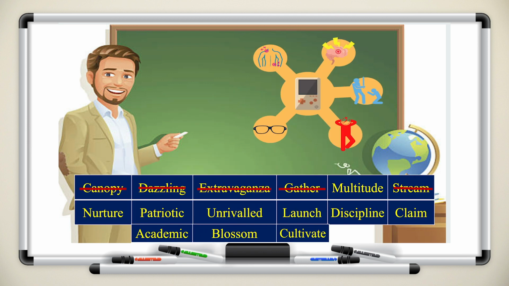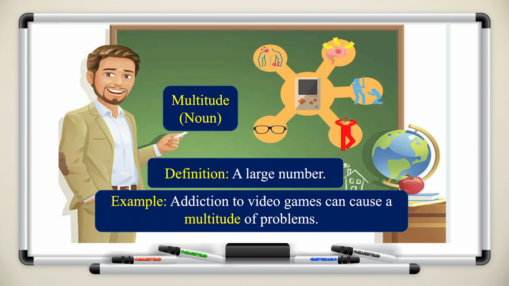Look at this picture and you'll notice that there is a console. And this console will lead to different problems or a lot of problems. So, can you guess which word that we didn't cross yet referred to a lot? If you guessed multitude, then you guessed correctly. The definition of this word is a large number of. Here's an example. Addiction to video games can cause a multitude of problems.